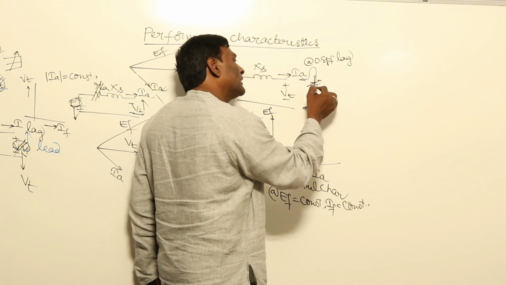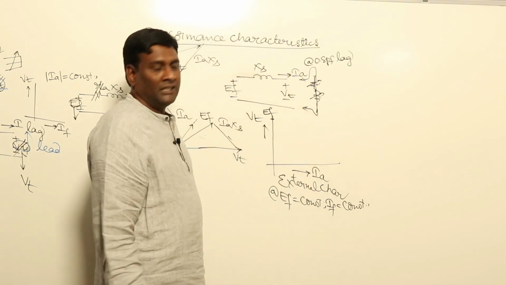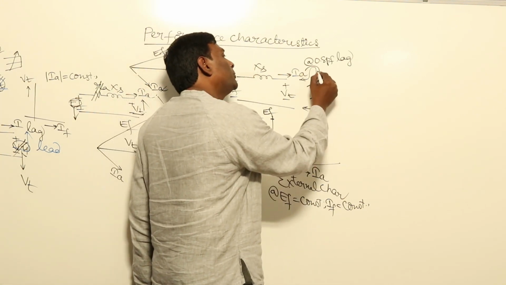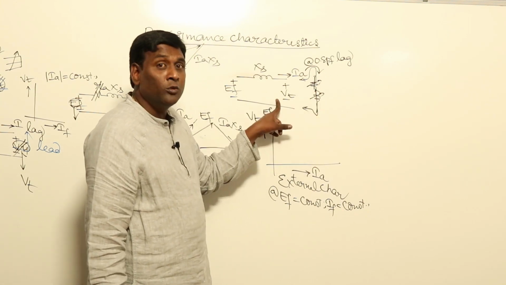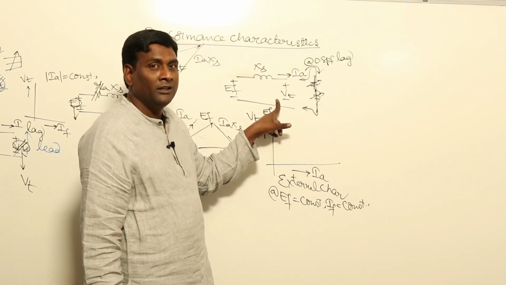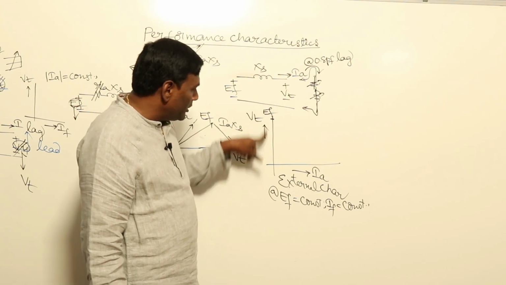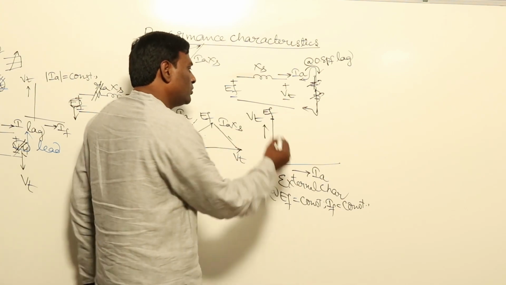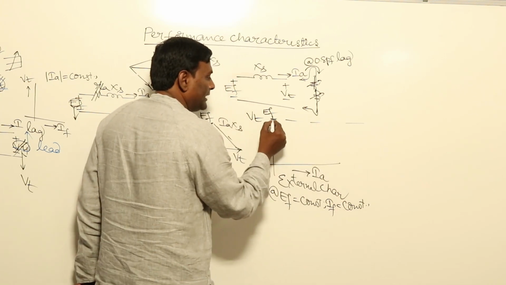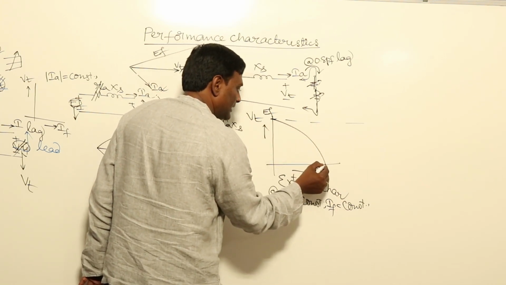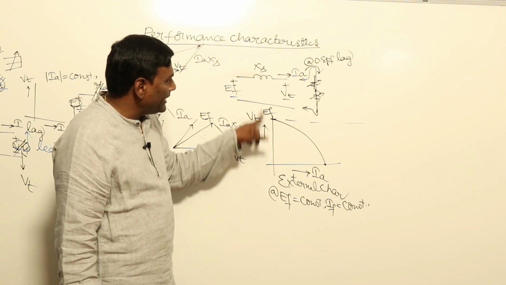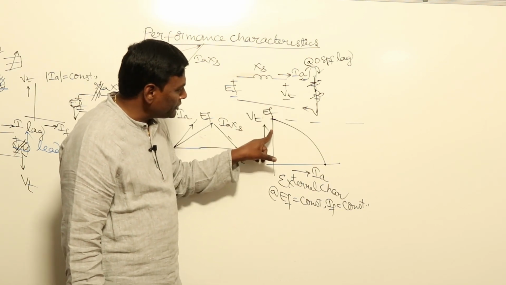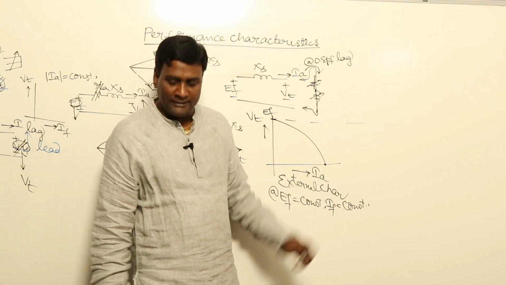Okay, so reduce, increase, till what extent can you reduce? Resistance is 0, reactance is 0. Then how much will be the current? It is going to be maximum. Now when this is 0, how much will be the terminal voltage? It is going to be 0. So my characteristic will keep on reducing like this. If you keep on increasing IA, my terminal voltage reduces.